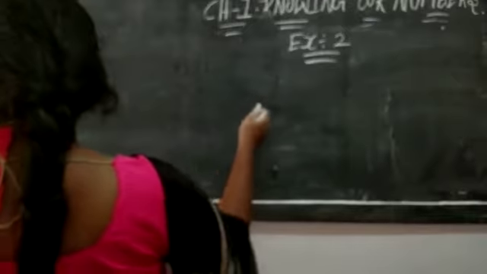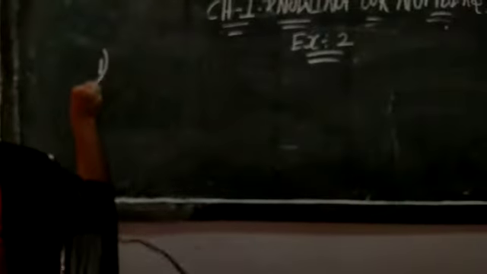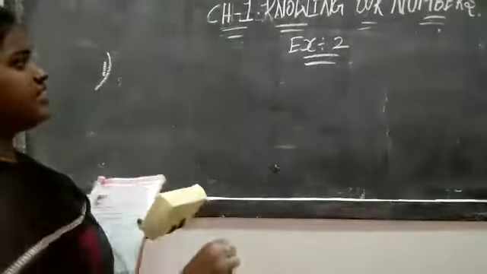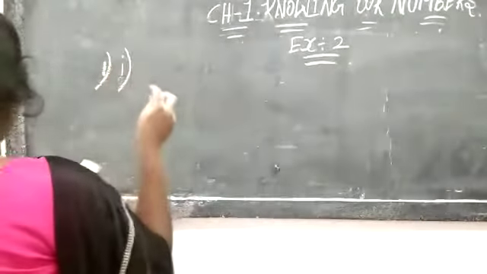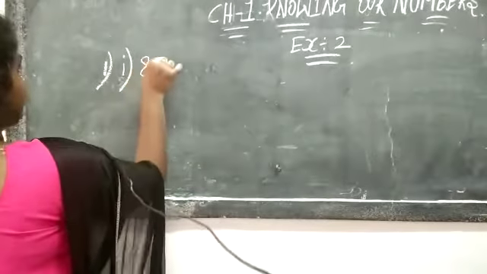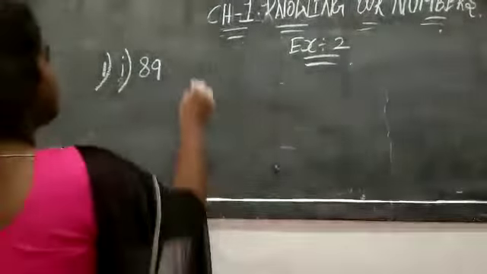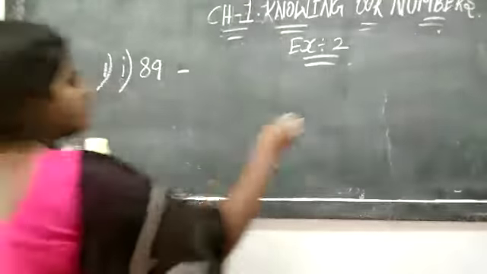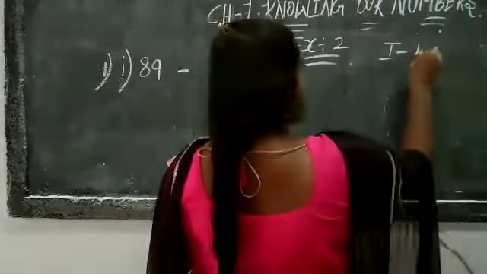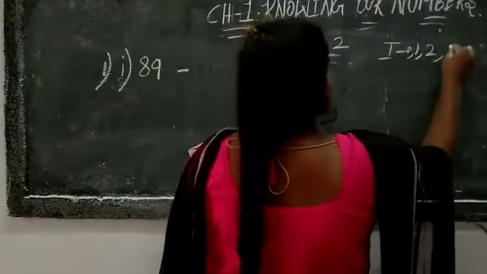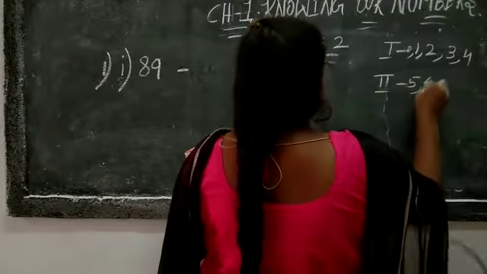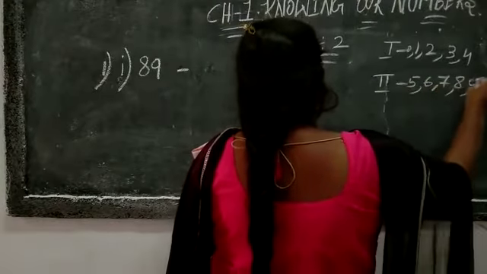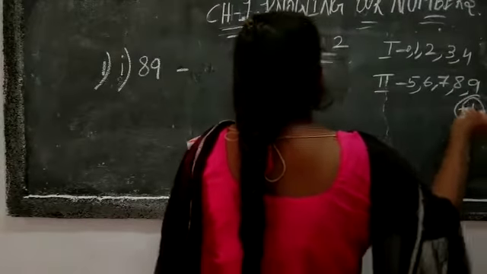Now we move on to exercise number 2. In the first part, round off the following numbers to the nearest tens. They are asking you to do nearest tens. So the first one is 89. Now what I said, when starting your sum you write here 0, 1, 2, 3, 4, and second is your 5, 6, 7, 8, 9. For here you add plus 1.